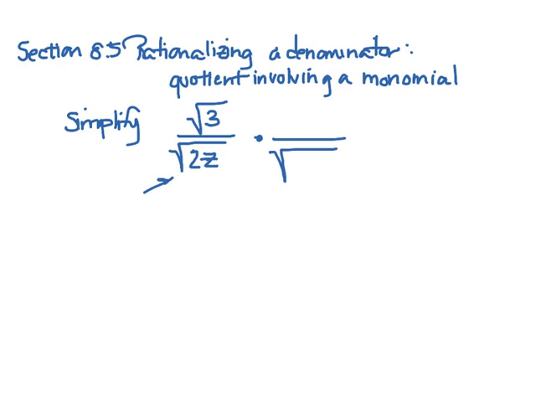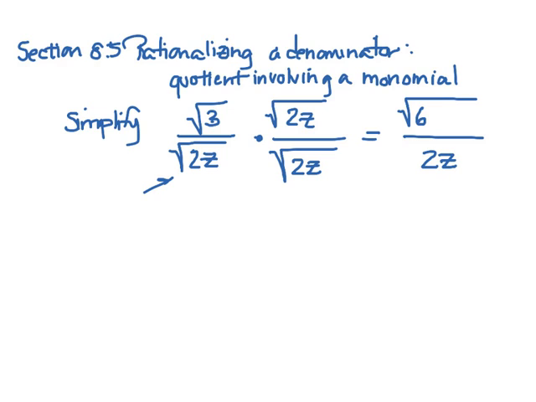To do that, I just multiply the denominator by the square root of 2z, which will give me just 2z. So I've removed the square root sign, and I need to multiply the numerator by the square root of 2z, right? So since they're both under the radical, I can just do a multiplication and I get square root of 6z all over 2z. And we're simplified because neither 6 nor z has a perfect square factor. So that's my final answer.